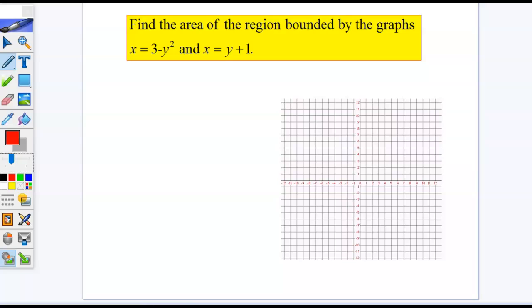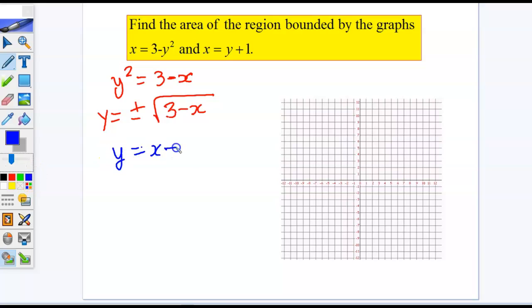Okay, so we want to find the area bound by the graphs x equals 3 minus y squared and x equals y plus 1. Now, when you're entering these into your calculator, you have to enter them in the form y equals. So I'm going to add the y squared over and subtract the x. And now when I square root this, it's going to be plus or minus the square root of 3 minus x. And my second equation is going to be y equals x minus 1.